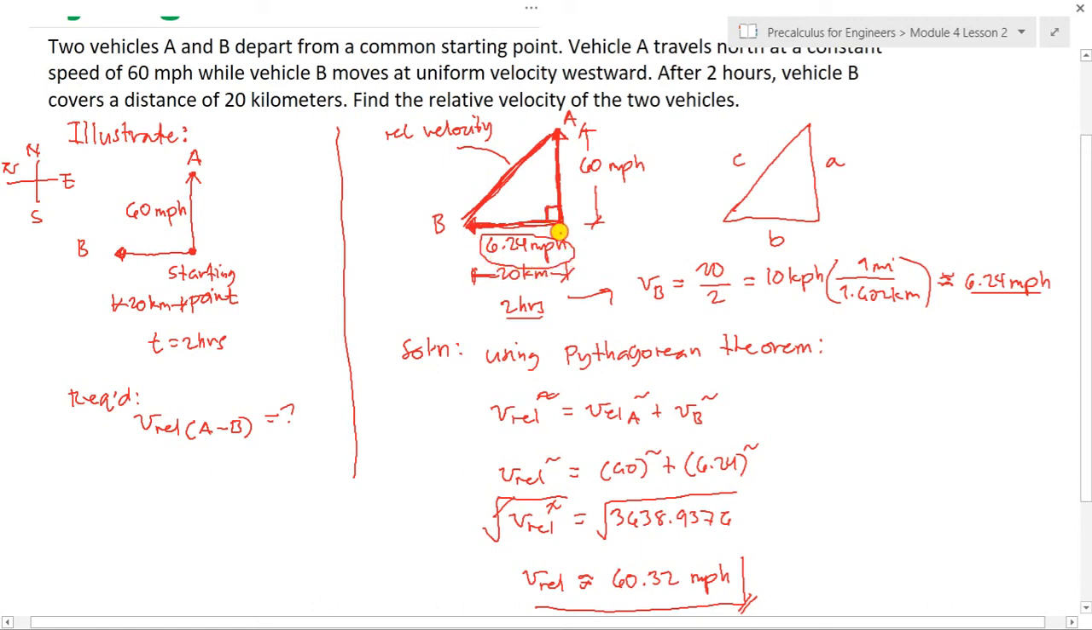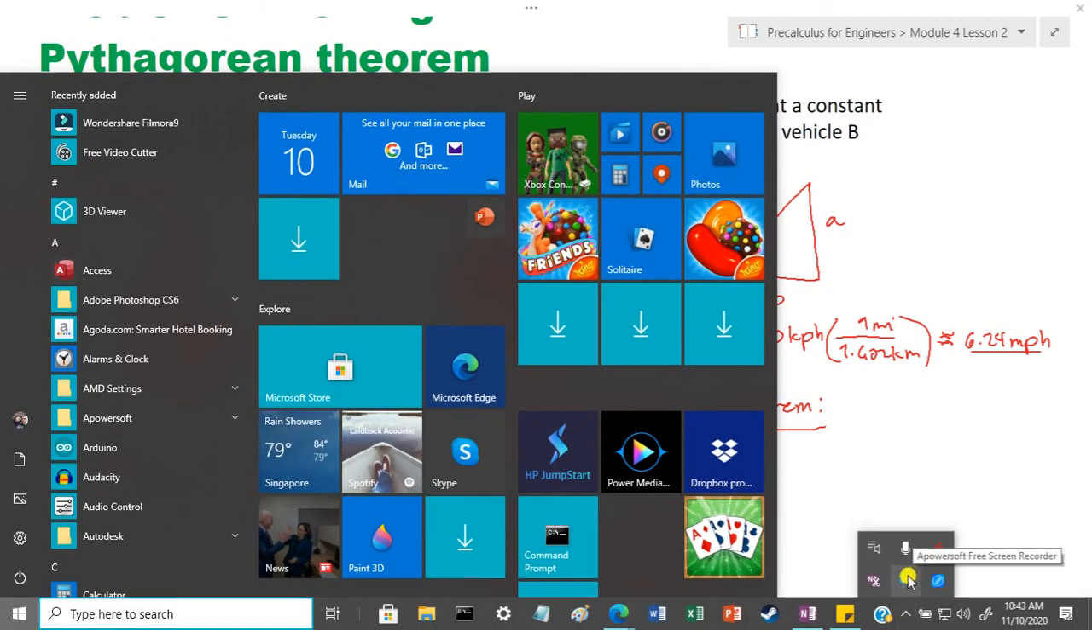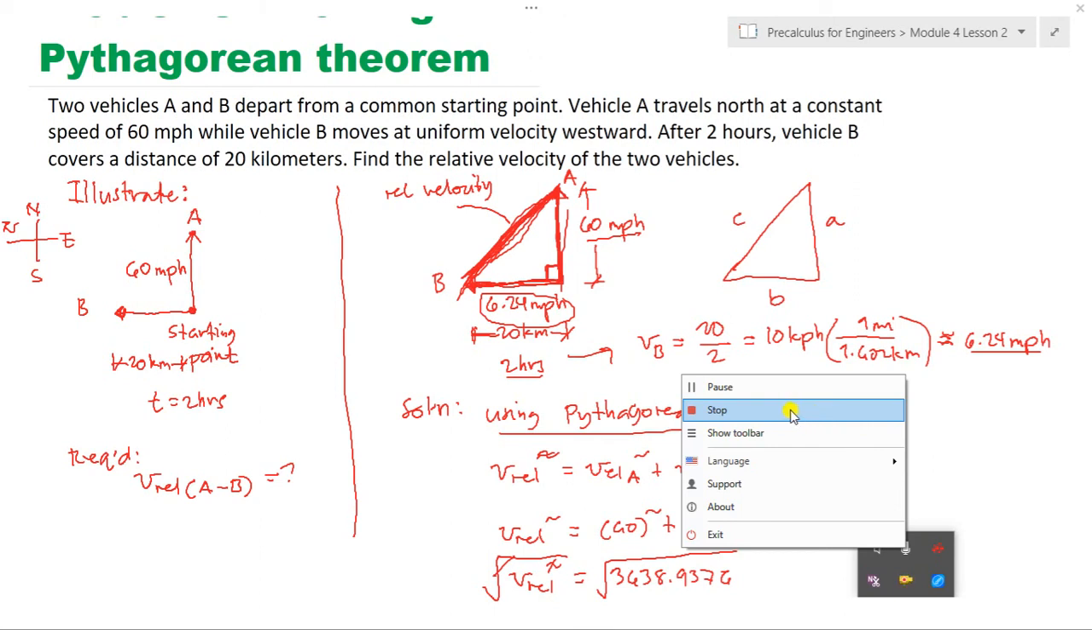So since may velocity na sa A, may velocity na sa B, so therefore makukuha natin yung relative velocity nila. So remember, yung relative velocity nila is just the distance from B to A in this representation or yung vector nila. So therefore this would be our hypotenuse. So this serves as our hypotenuse, and then by using Pythagorean theorem, so you can just easily get the relative velocity. So thank you class for listening, and that would be all for our lesson 2 for module 4.